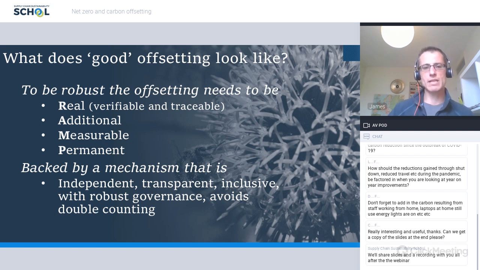It's not just about carbon, as I say. There are other impacts as well. This is wider sustainable development, and importantly, you need to avoid double counting. Avoiding that carbon emission being counted more than once, or that carbon reduction.